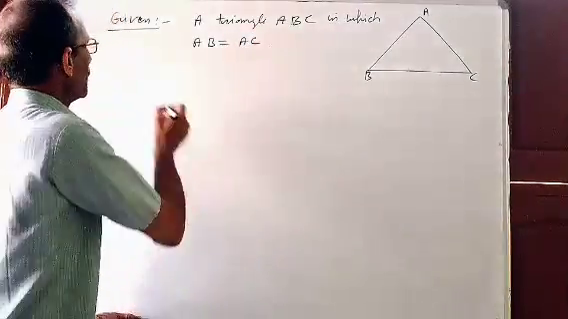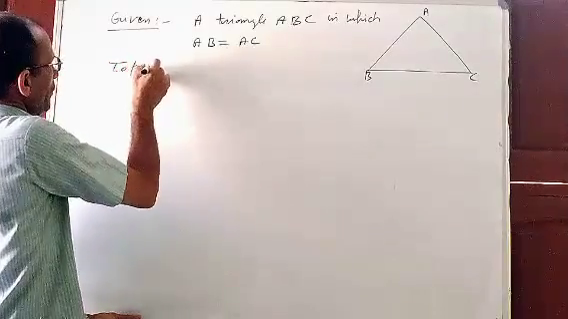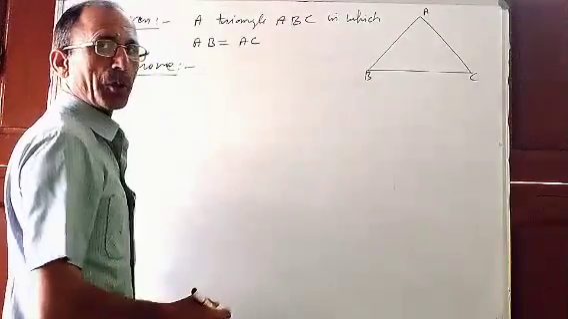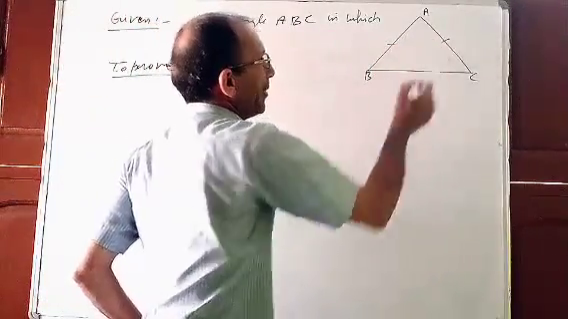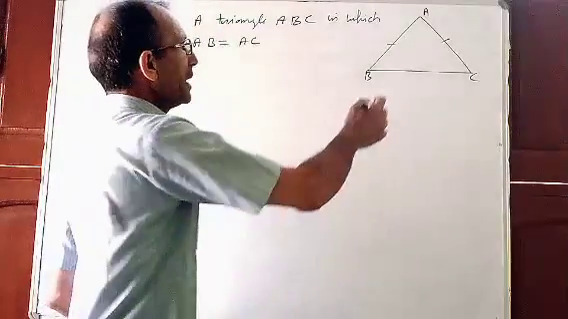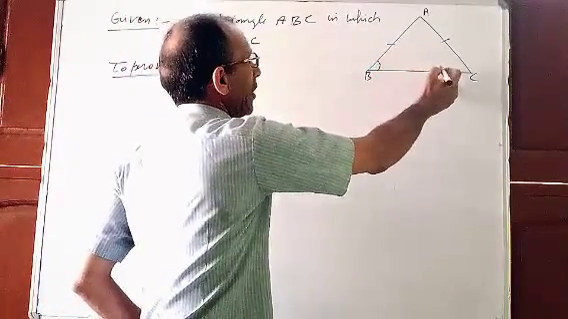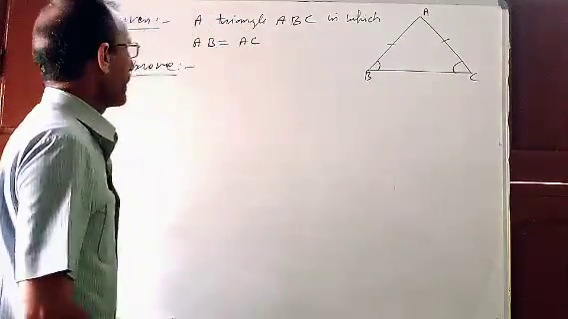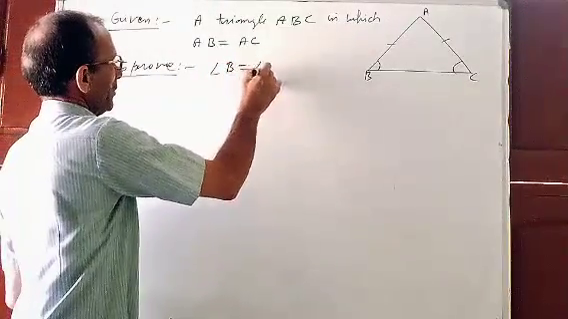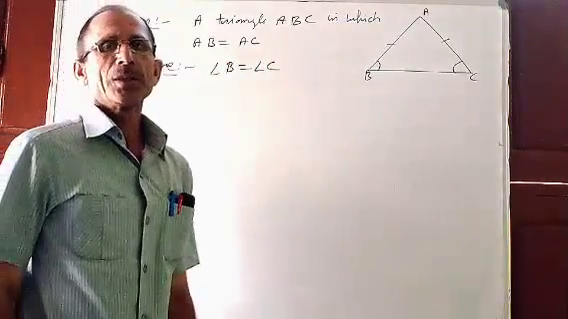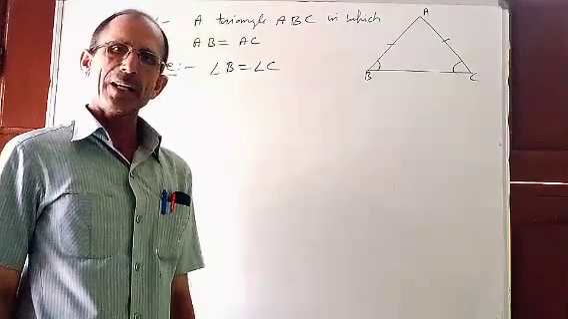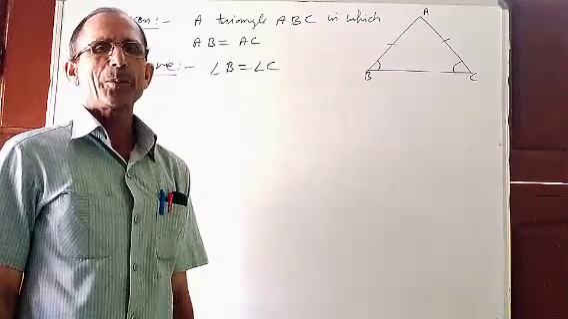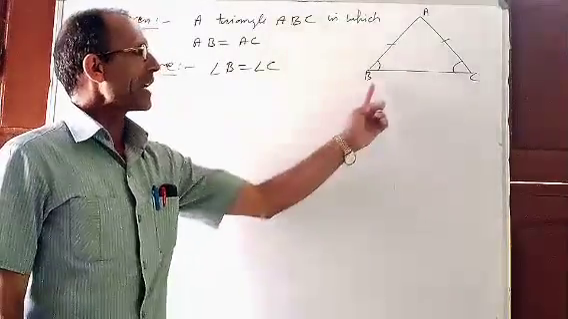So we have to prove, what we have to prove? The angles opposite to equal sides. AB is equal to AC, this is given. The opposite angle of AC is B and the opposite angle of AB is C. So we have to prove angle B is equal to angle C. The statement is clear. Given a triangle ABC in which AB is equal to AC; we have to prove the angles opposite to equal sides are equal. It means angle B is equal to angle C.